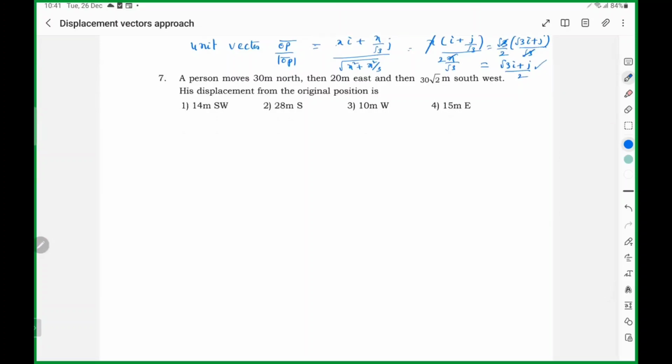To do problems related to this: a person moves 30 meters north, okay? And 20 meters towards east, and then 30 root 2 meters southwest. East, west, north, south. Southwest is like this.